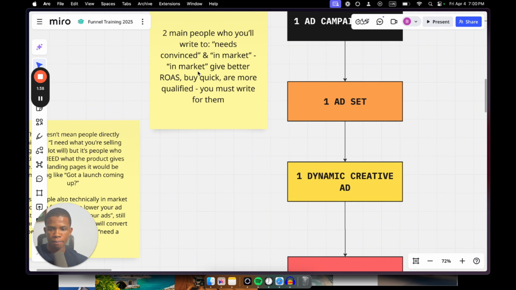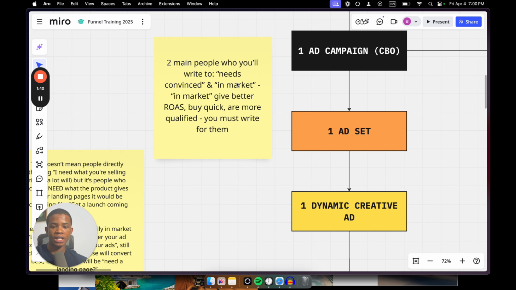Now, the 2 main people you're going to write to are needs convinced and in market. So in market is going to give you better ROAS. They buy quick and they're more qualified than you. You must write for them, right? And the reason is because it's easy to say, okay, you want to target the other parts of the market that might not be ready to buy, but then it just takes a lot more effort. It takes a lot of framing. It takes a lot of education for you to get to those people.